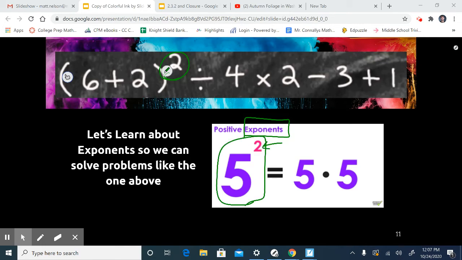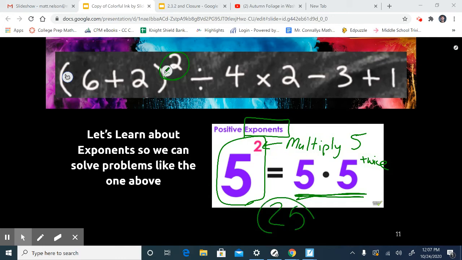So this 2 is saying that we multiply 5 twice. All right, and there we see our example, 5 times 5. So 5 to the second power, or 5 squared, would be the same thing as 5 times 5, give us 25.